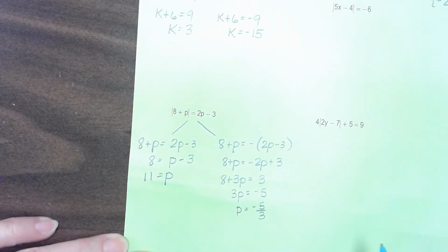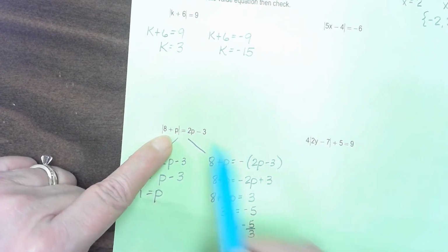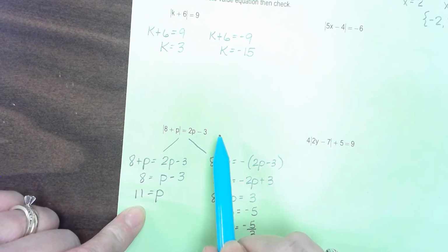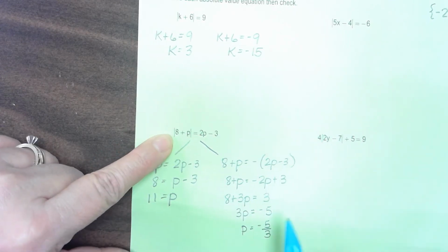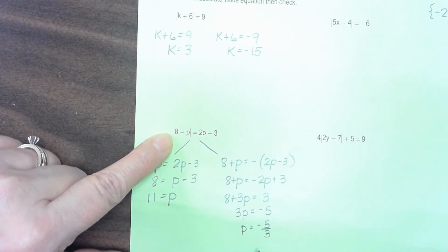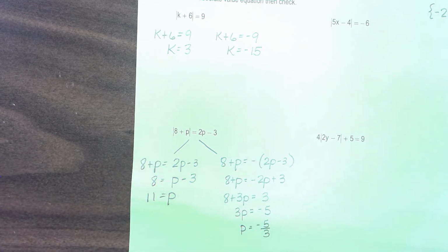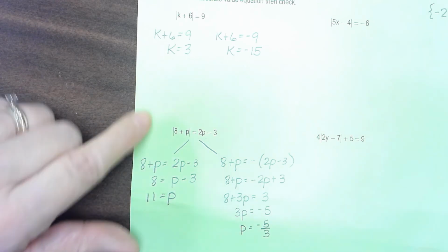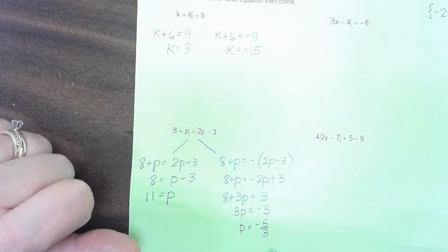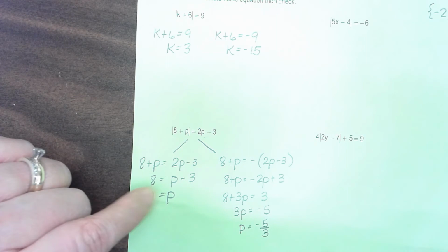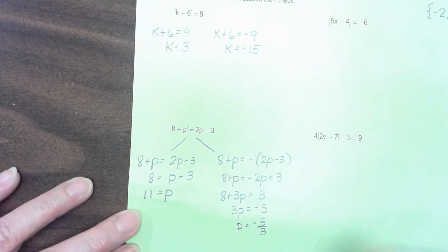Okay, we're going to check our work. 11 plus 8 is 19. 2 times 11 is 22 minus 3 is 19. Check, that one works. Okay, 8 plus a negative 5/3. If you want to, think of that as negative 1 2/3. So 8 minus 1 2/3 is going to give us 6 1/3. And then 2 times negative 5/3 is going to give us negative 10/3 minus 3. Do that, and we'll find out that these are going to equal as well.